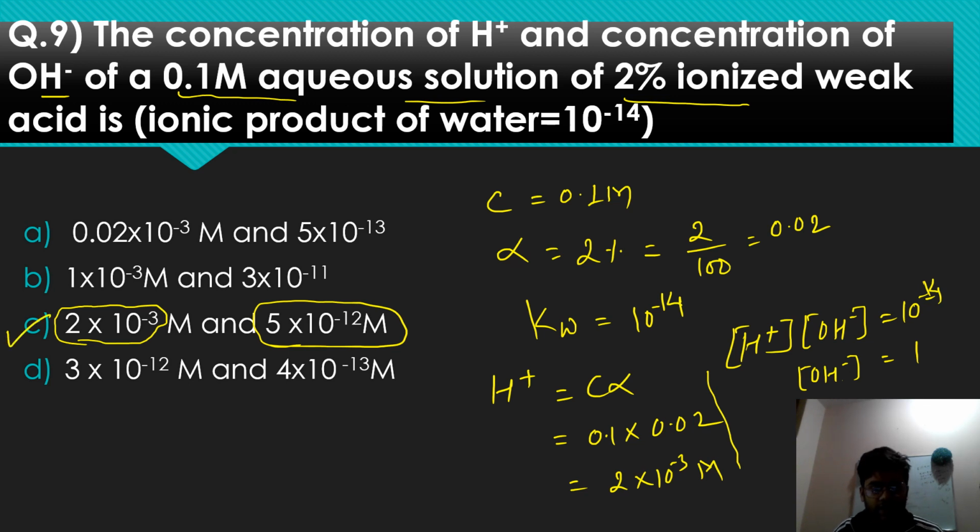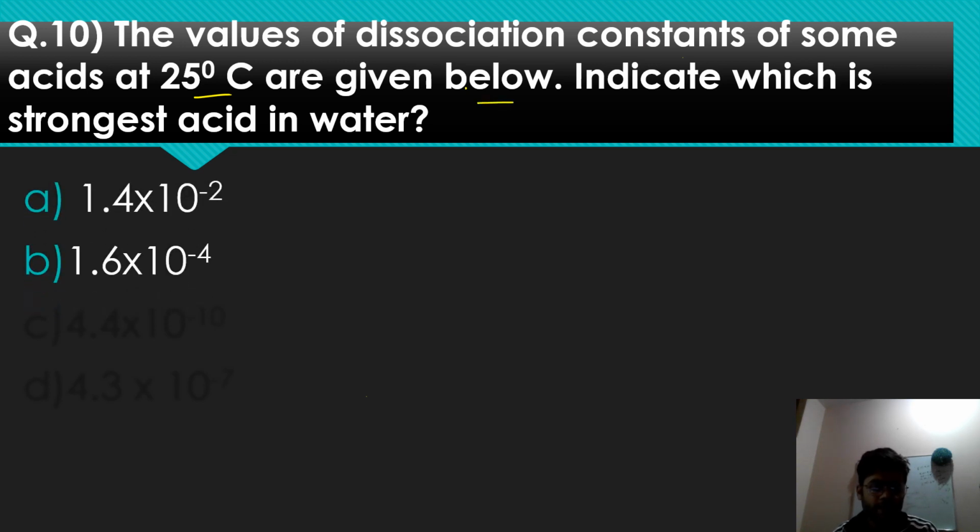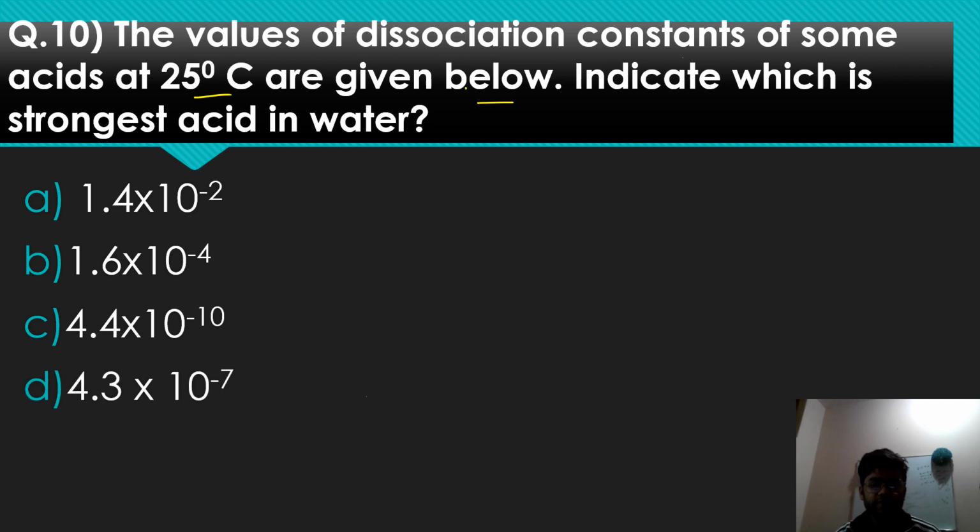Yes. So let's see another question. The values of dissociation constant of some acids at 25 degrees Celsius are given below. Indicate which is the strongest acid. The dissociation constant is Ka, and these values are all Ka values. So indicate which is the strongest acid.